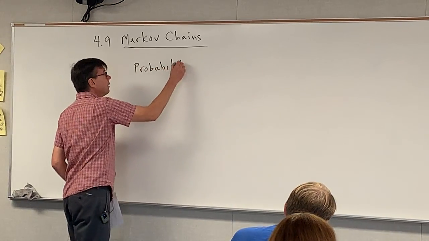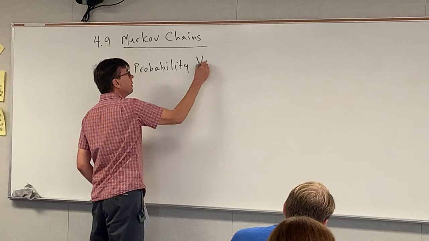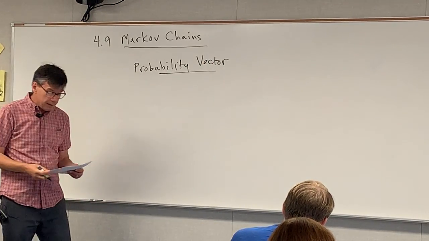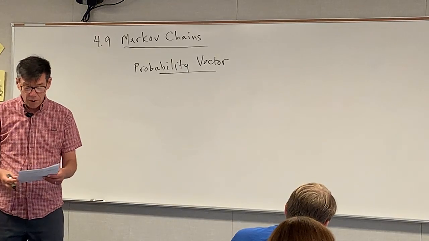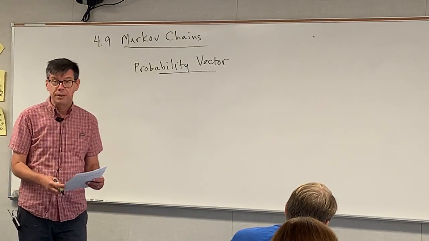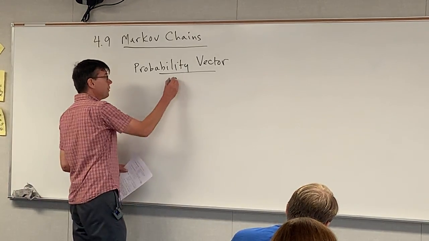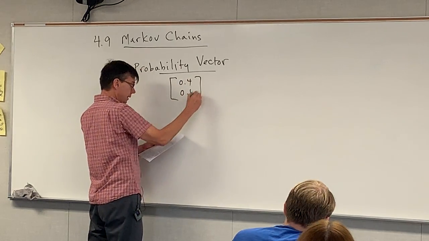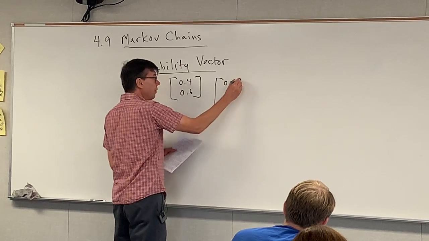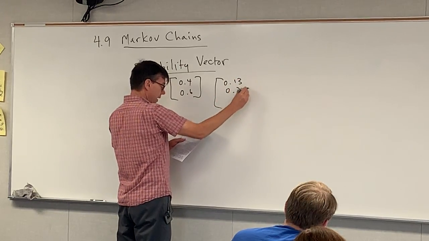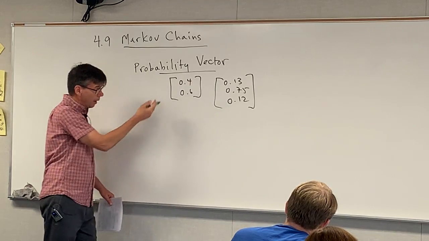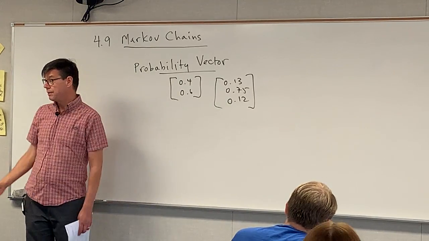Probability vector is a vector that has no negative entries, and the entries add up to 1. So some examples: 0.4, 0.6, or 0.13, 0.75, 0.12. Those entries are probabilities, right?